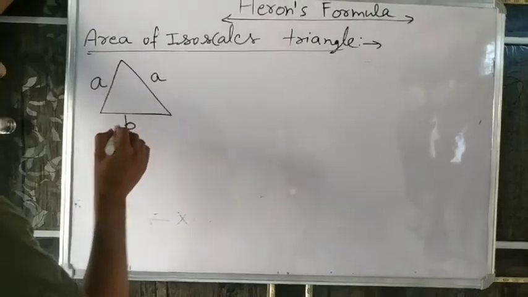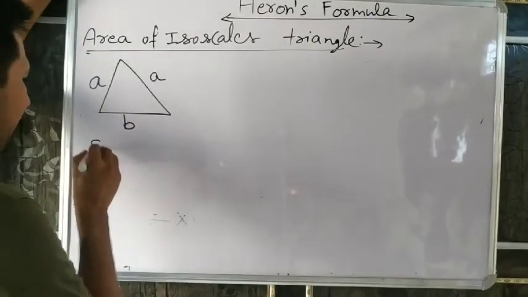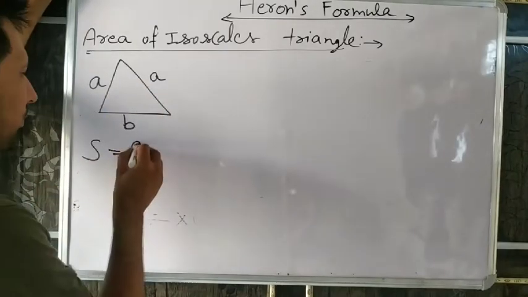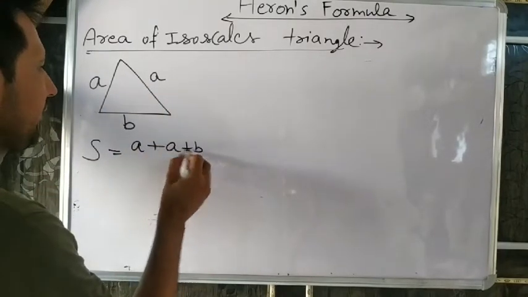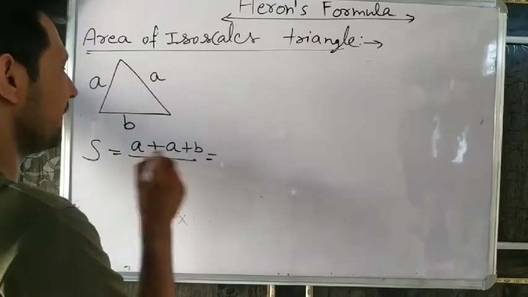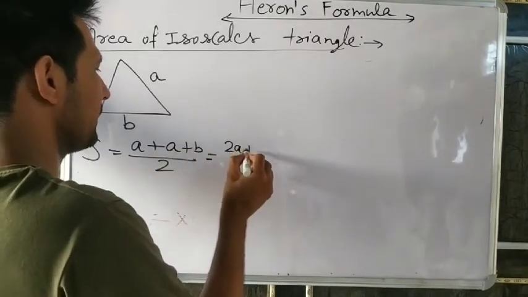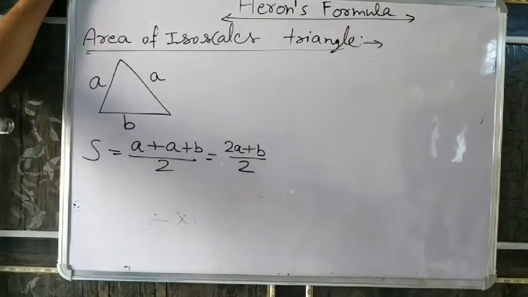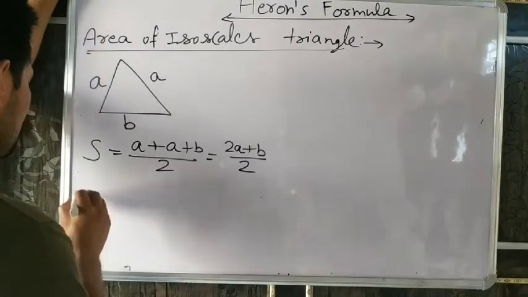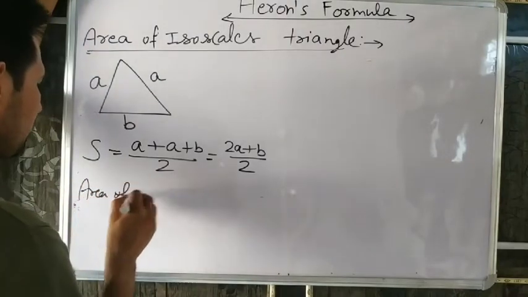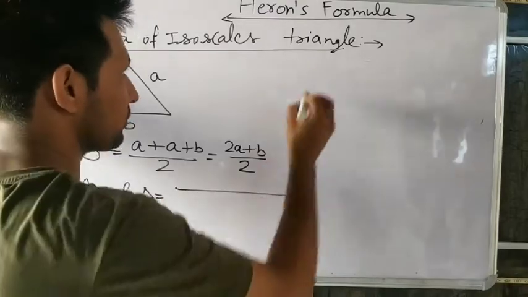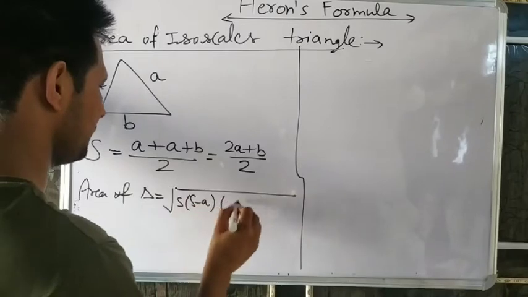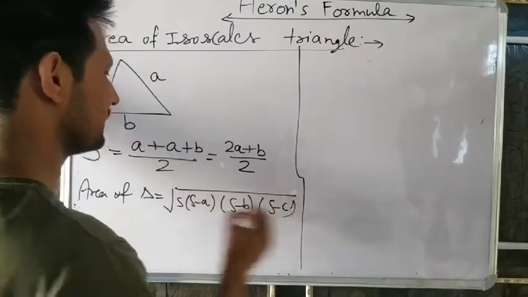Now we will find its area, and the area of a triangle, how will we always find it? First we will find s. s means semi-perimeter, and how will we find the semi-perimeter? Sum of all three sides divided by 2. So what remains? a plus a, 2a plus b divided by 2. Understand? Now the area: the area of a triangle formula, Hero's formula. Apply Hero's formula here: s minus a, s minus b, and s minus c, the third side.